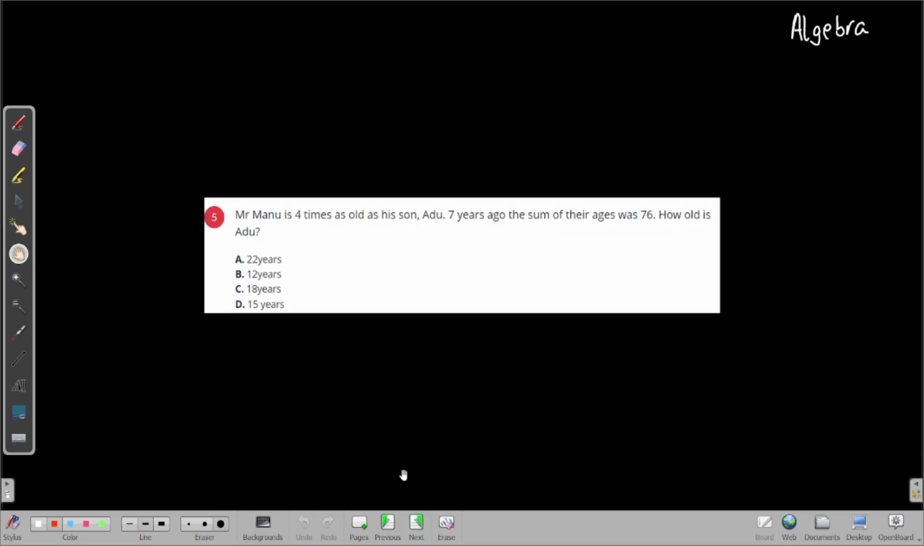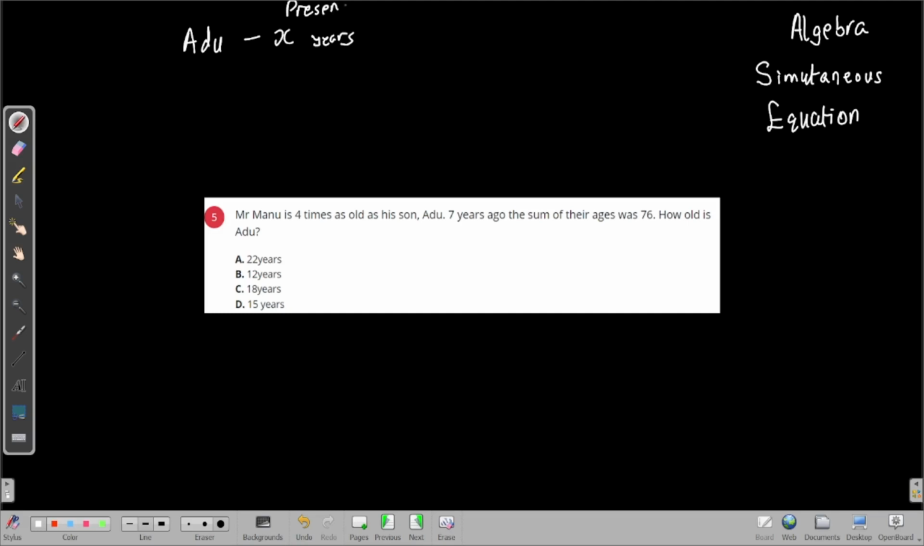Question 5 is also algebra. It's a word problem question, and I actually later realized that it is more of a simultaneous equation. The word problem will lead to a simultaneous equation problem. So let's start. Mr. Manu is 4 times as old as his son Adu. So we need to first of all give them ages. Let's say Adu is X years old, and this is the present time. And let's say Mr. Manu is Y years old.